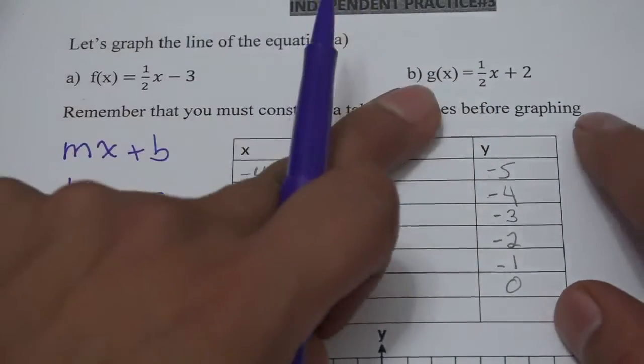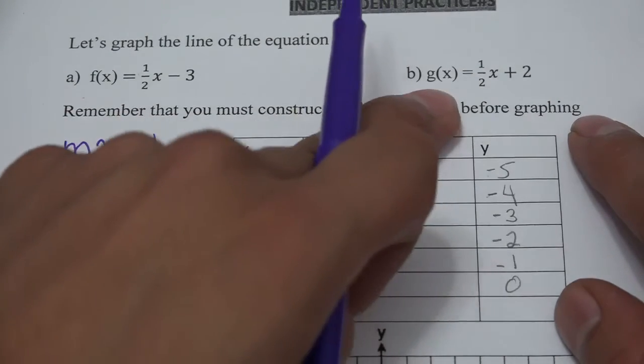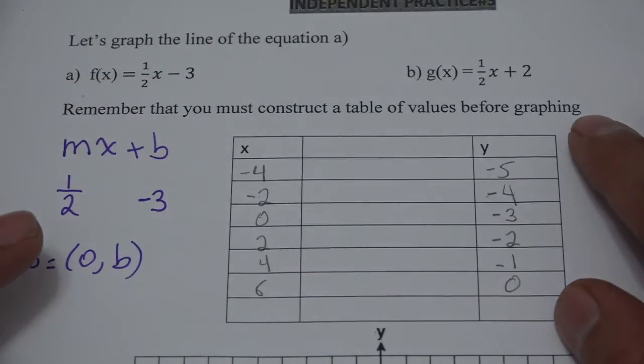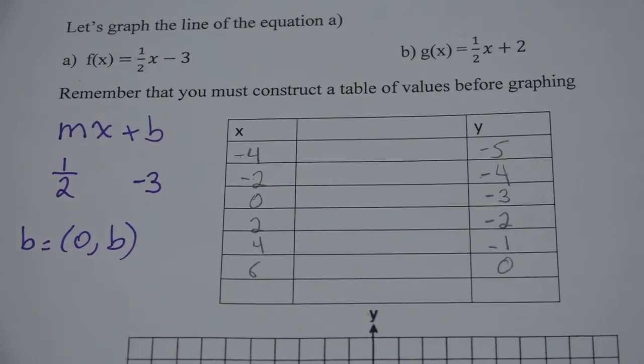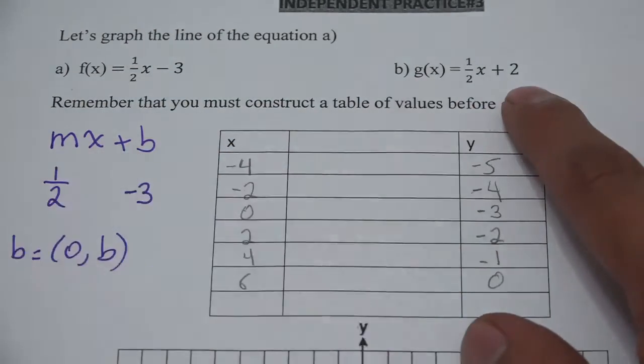Okay? This one is g of x, which is the same equivalent as y. So y equals 1/2 x plus 2. Can you tell me what the y-intercept would be in this function right here?